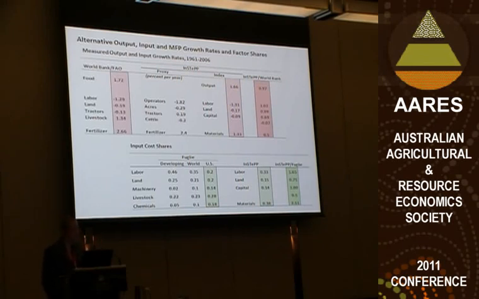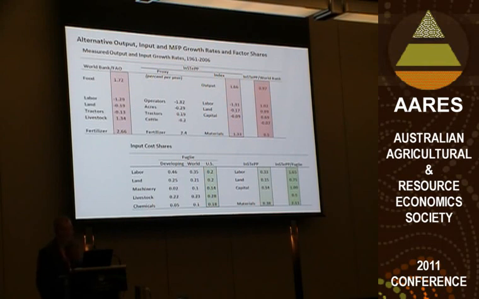So the left-hand column indicates the rates of growth of the food production index for the World Bank and FAO over this 1961 to 2006 period, and then the input measures that we've got: the land, labour, tractor, fertiliser and livestock measures. This is for the US, all right? So this is the data that's presented in the World Bank FAO files for the US.